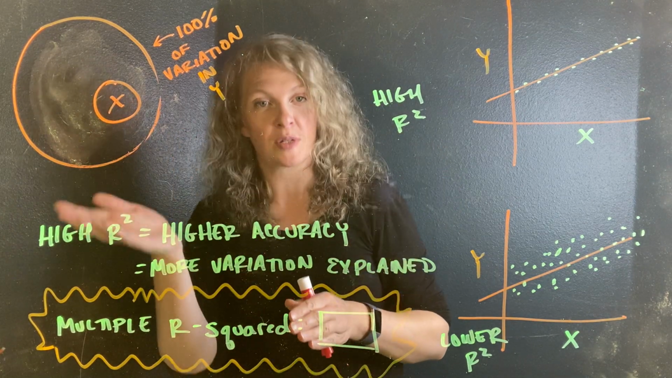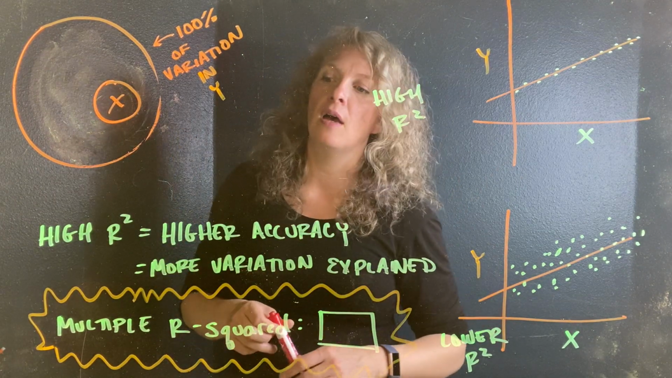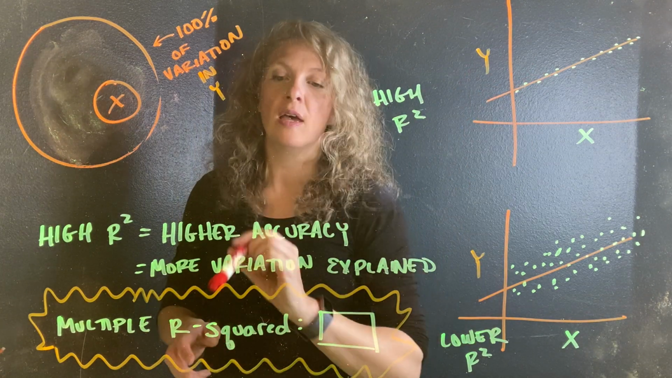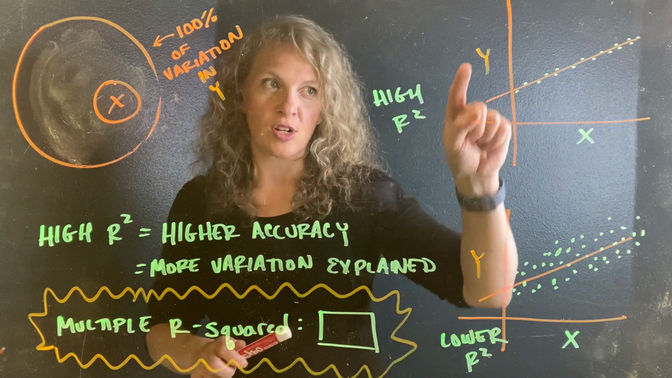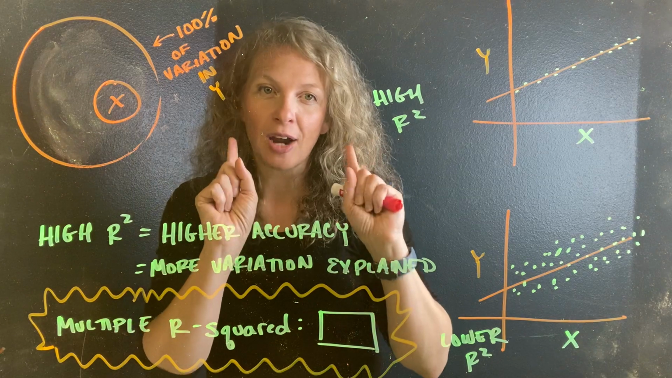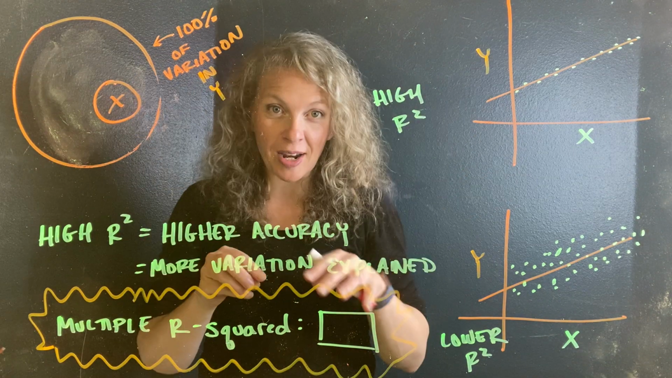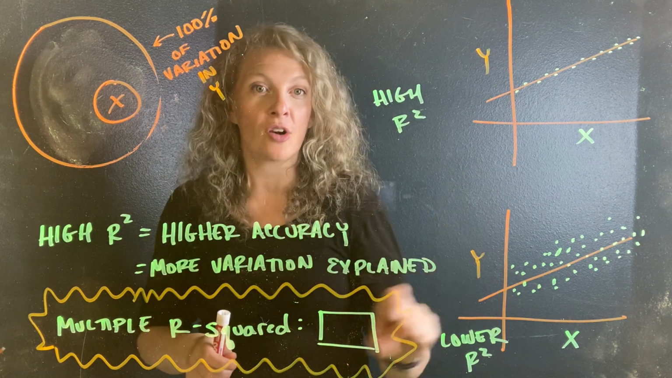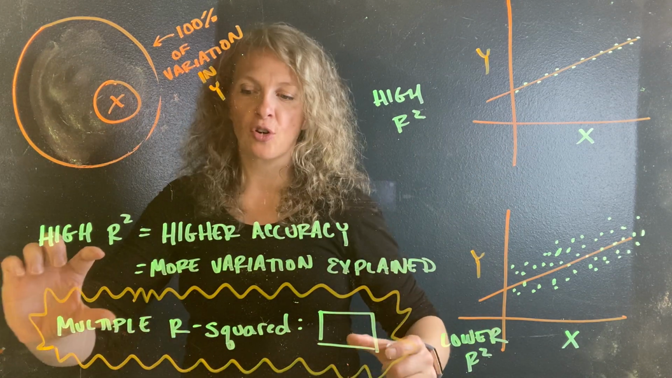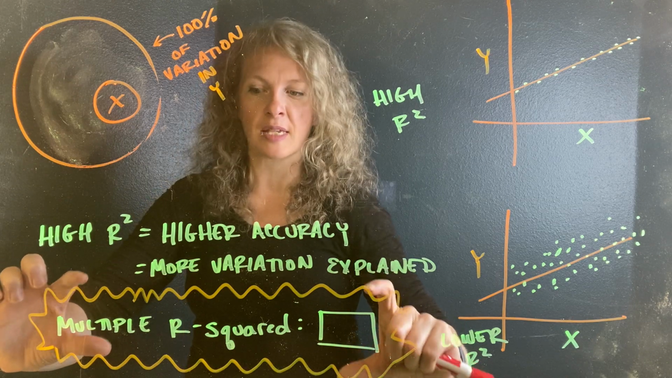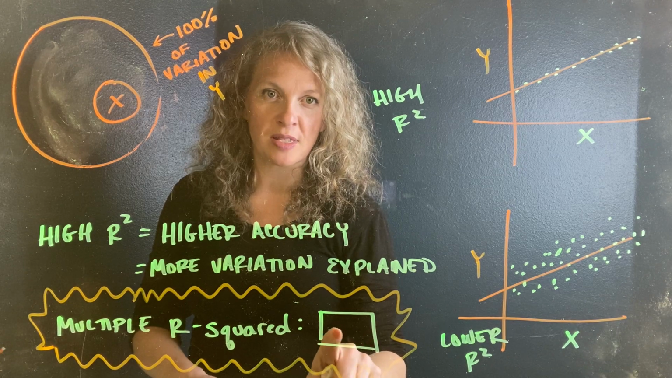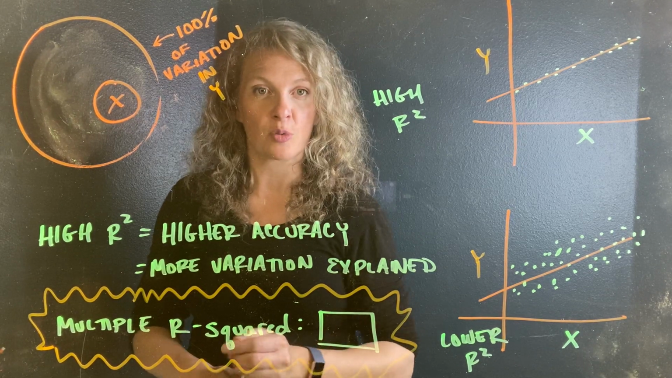R squared again ranges between 0 and 1. So higher R squared means that we have higher accuracy when we're making predictions. It also means that we've explained more of the variation in Y, or more of the change in that vertical direction. What you're going to look for in your output, when you run your model in R and call the summary command so that you can get the output from your model, is the part of the output that says multiple R squared. There's going to be a value there that ranges between 0 and 1. That's going to be your R squared value.